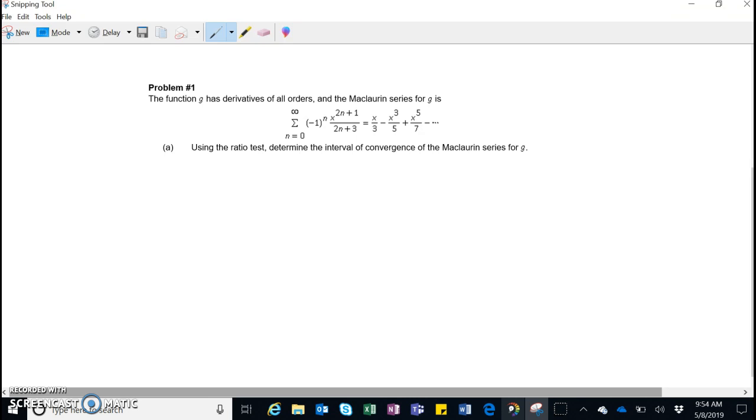So in this problem on 45, the function g has derivatives of all orders, and the Maclaurin series for g is provided for us here. In part A, we want to use the ratio test to determine the interval of convergence for this series for g.